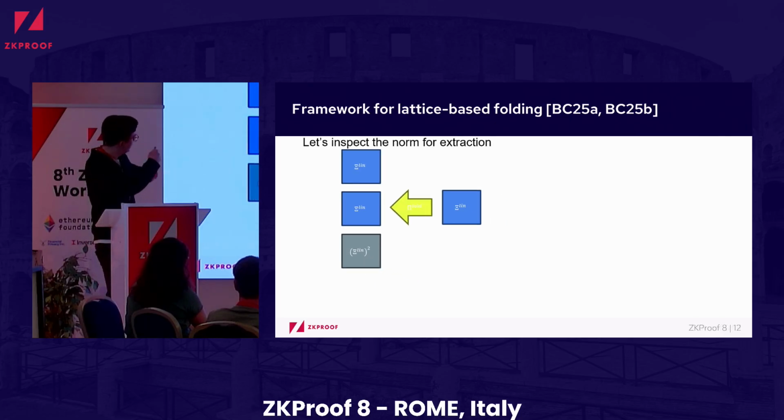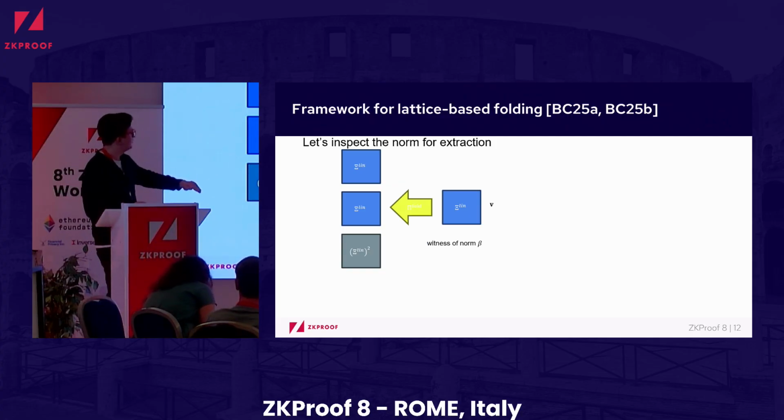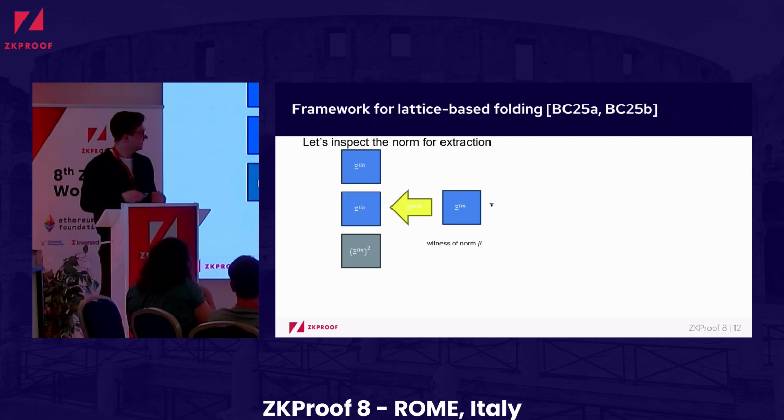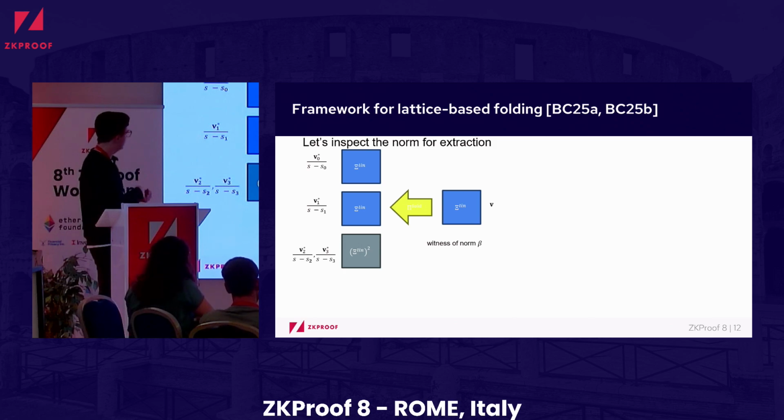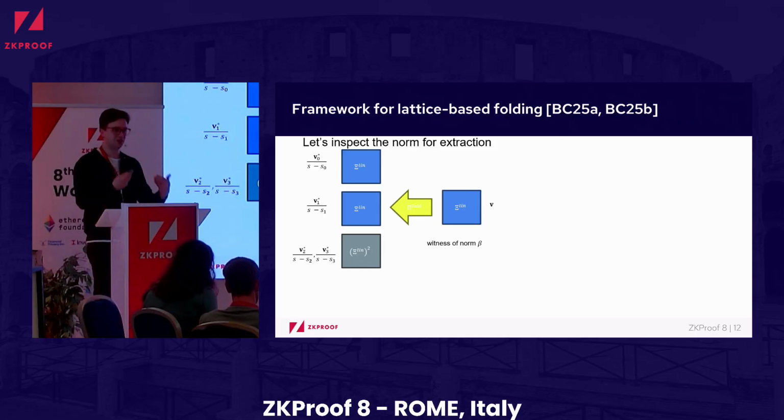Now, if we take a look again at this folding, and pay particular attention to the extraction process, we observe that if we start from a witness of norm β, then here we are getting witnesses which, we cannot even say that they are low norm, because due to this rewinding, we can think that those witnesses are now equipped with some short denominator.